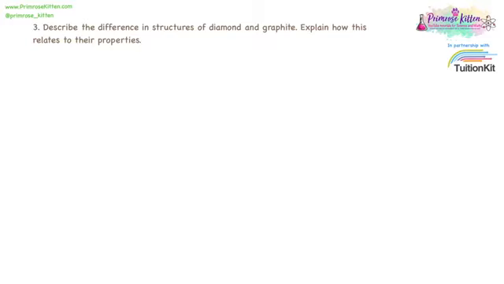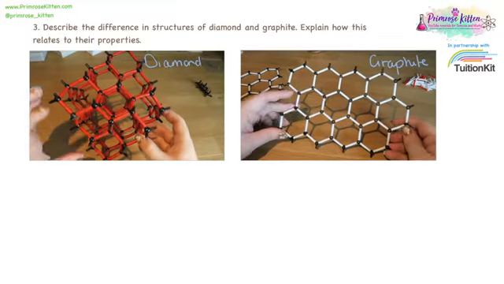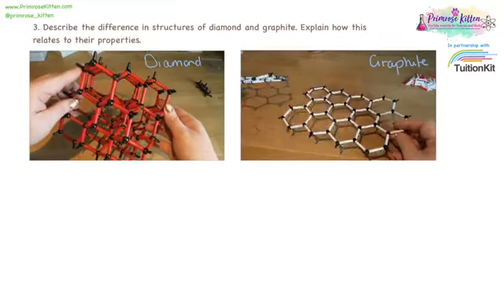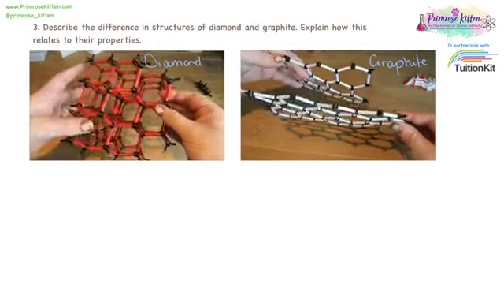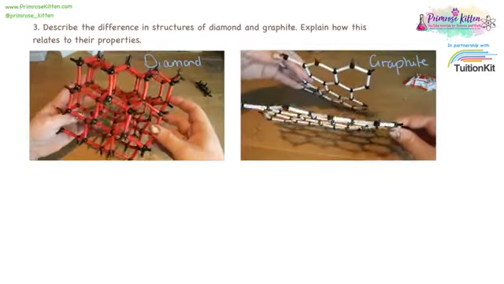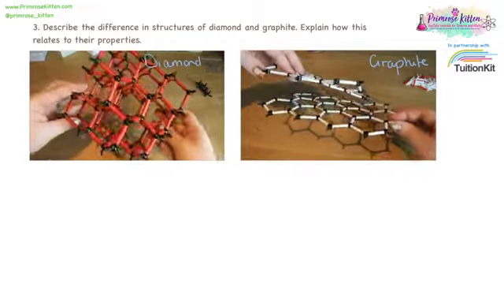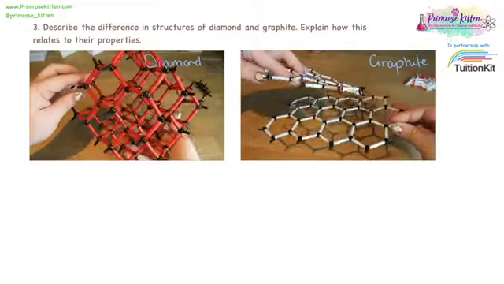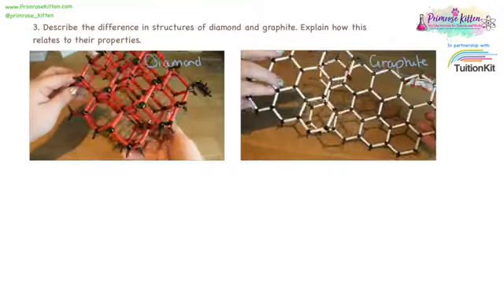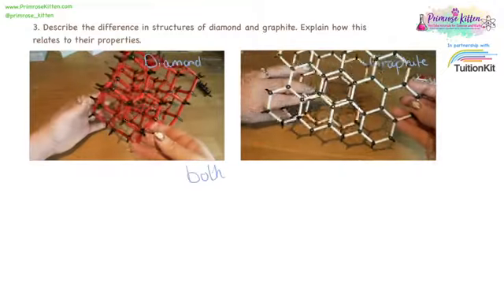Describe the differences in structures of diamond and graphite and explain how this relates to their properties. Here we have the structures of diamond and graphite. Here is diamond. You can see it's got a much larger structure than graphite. The black bits here are the carbon atoms, and again over here the black bits are the carbon atoms. They are both pure carbon.